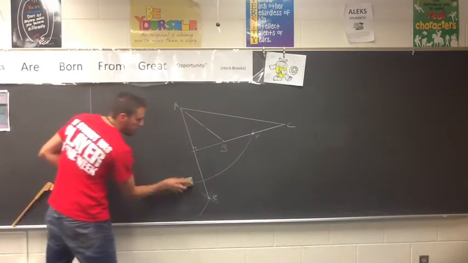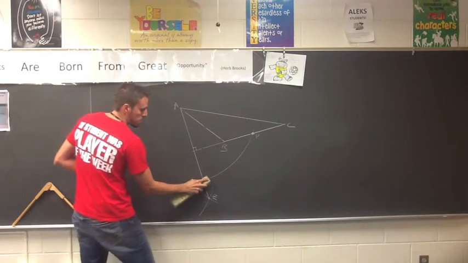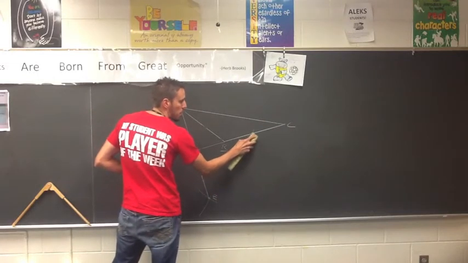So creating an altitude with an obtuse triangle can be a little tricky. Now I'm going to continue this, because we're going to create something called the orthocenter.